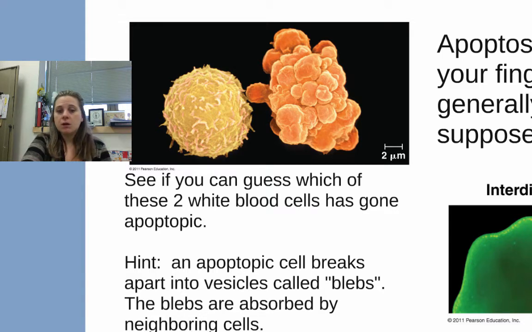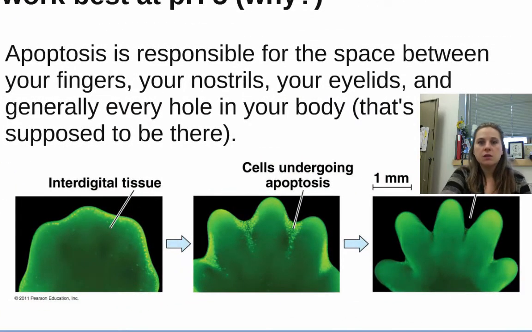So cells break apart, they bleb. We've heard about blebbing a little bit, and those blebs are absorbed by neighboring cells, okay? And this helps with the idea of apoptosis through the help of lysosomes. It's also responsible for why we have space between our fingers. So you can see during development, you have your interdigital tissue. As development happens, these cells in between, they take one for the team. So programmed cell death, and before too long, we can do that.